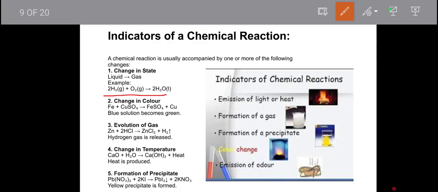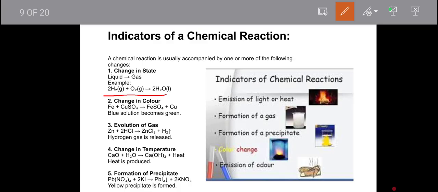So whenever a chemical reaction takes place, there will be change in state, change in color, evolution of gas, or change in temperature. So hope the concept of chemical reaction is very well clear to you. So chemical reaction means reactants will be getting converted to product. Reactants means substances taking part in a chemical reaction, and the new substance which is formed in a chemical reaction is known as product. We have seen three different types of chemical reactions and the indicators for a chemical reaction.